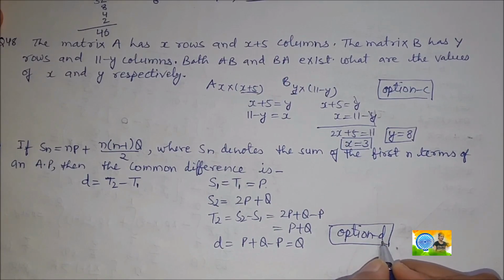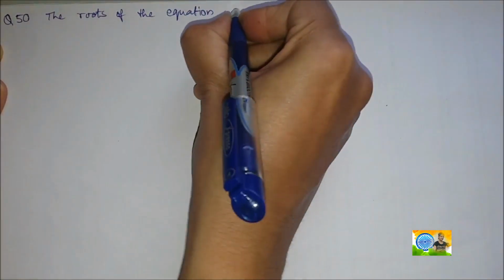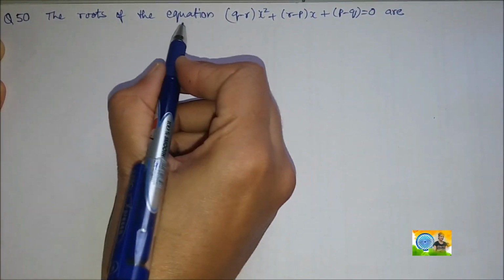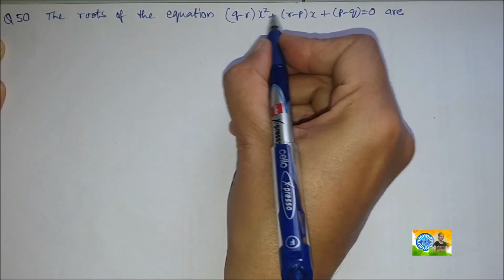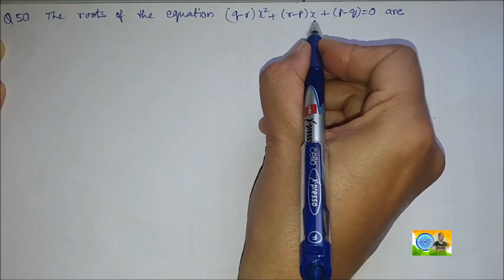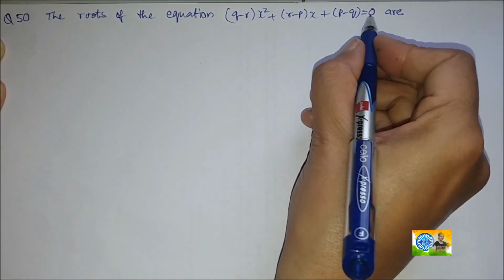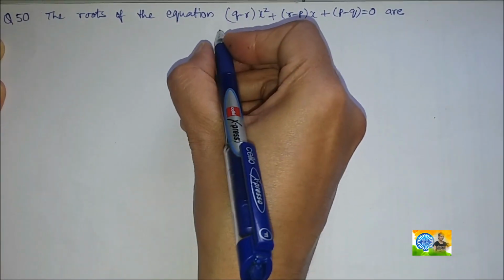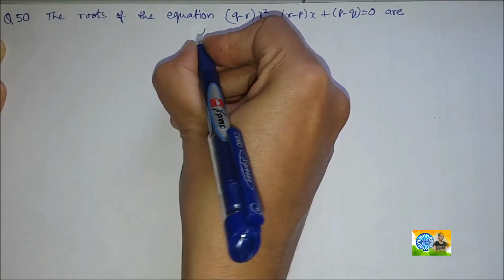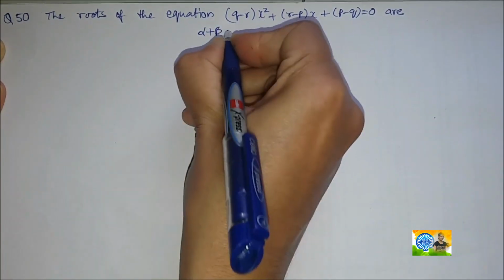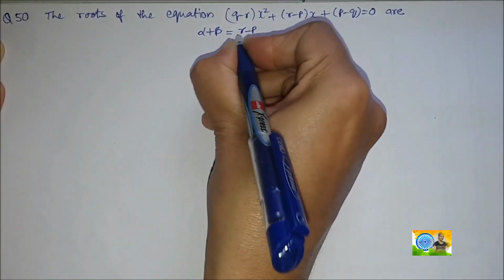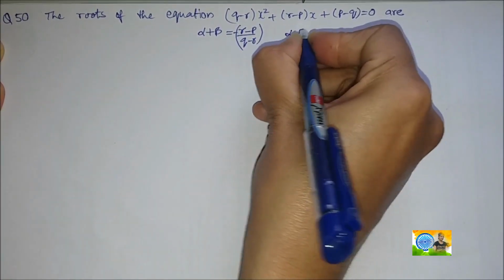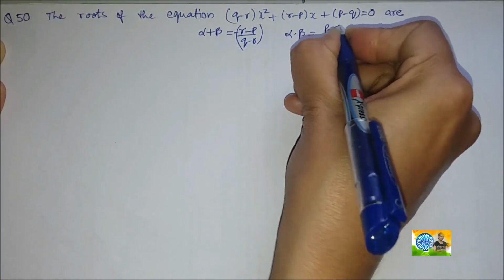Let us now see question number 50. The roots of the equation (q - r)x² + (r - p)x + (p - q) = 0. This is a quadratic equation. So if the roots are alpha and beta, the sum of roots alpha + beta is -(r - p)/(q - r), and alpha multiplied by beta is (p - q)/(q - r).